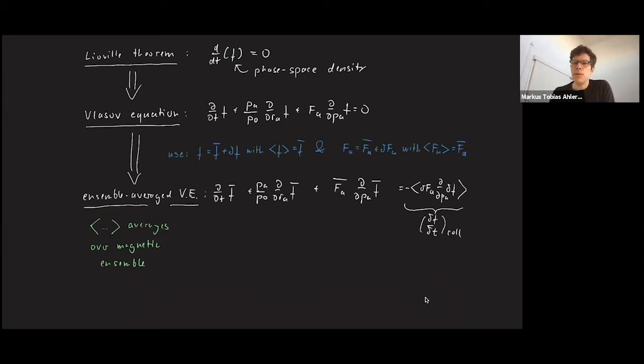Phase-space density was defined as the number of particles per phase-space volume, which is spanned by dx, dy, dz, the infinitesimal space volume element, and dpx, dpy, dpz, the momentum volume element. Liouville's theorem tells us this very simple equation, that the total time derivative is equal to 0. If we express the phase-space density in terms of its canonical variables, the location and the momentum, then we arrive at the Vlasov equation, which is just another form of expressing Liouville's equation.